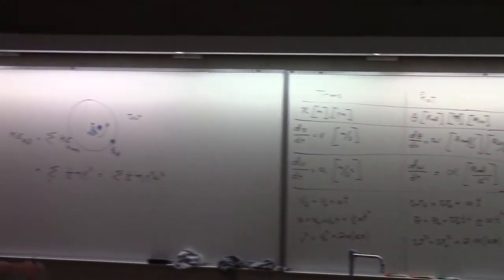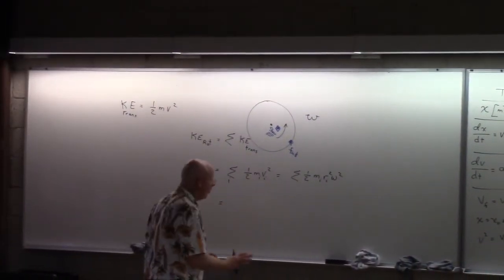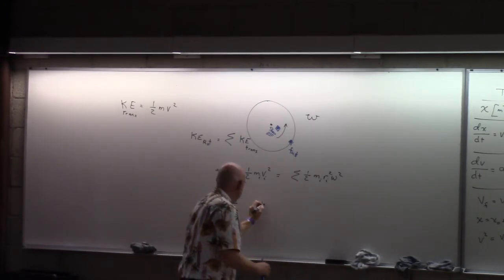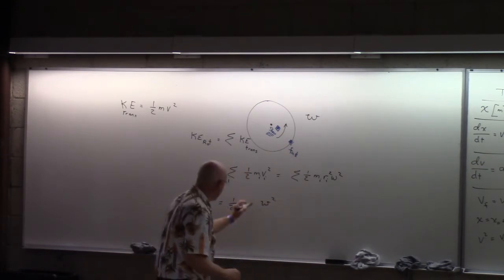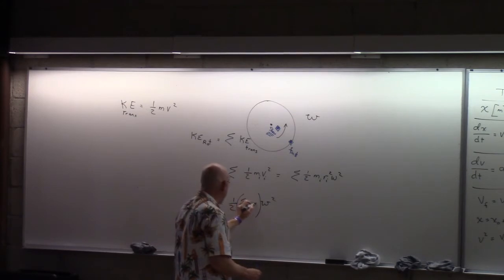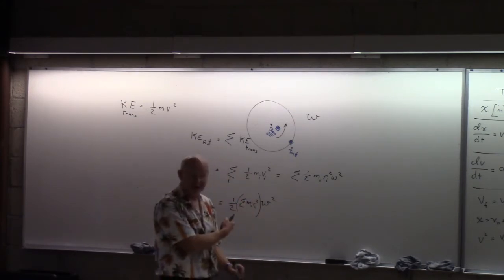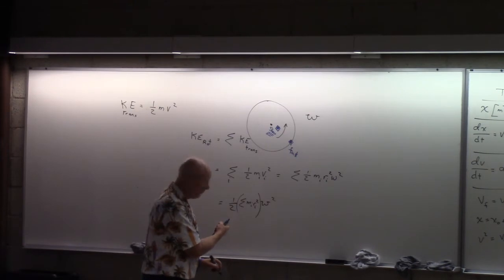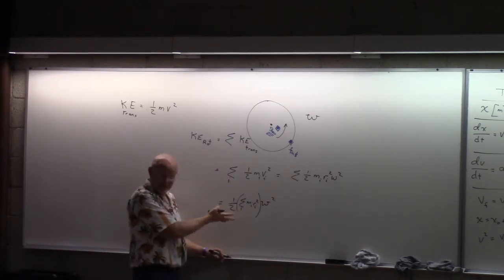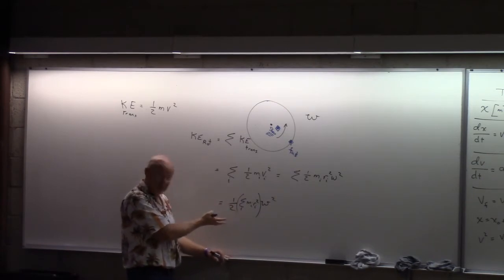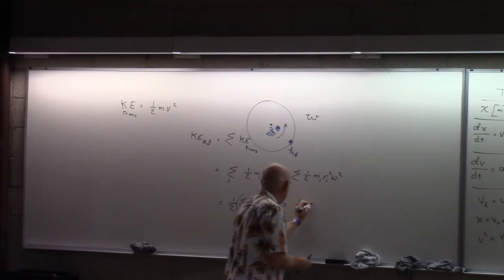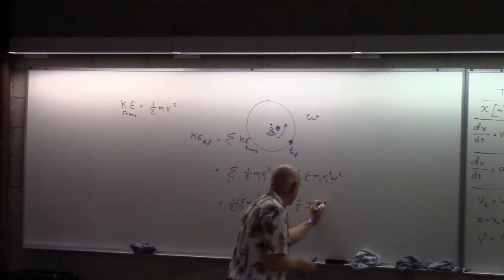But here's the good news. Watch this. Every term has a 1/2 in it. Every term has an omega squared in it. This thing in the middle would be the sum of m_i r_i squared. Doesn't that look familiar? What would this be? This would be the rotational inertia, or the moment of inertia that we've just been talking about. And so it means I could write this as 1/2 I omega squared.